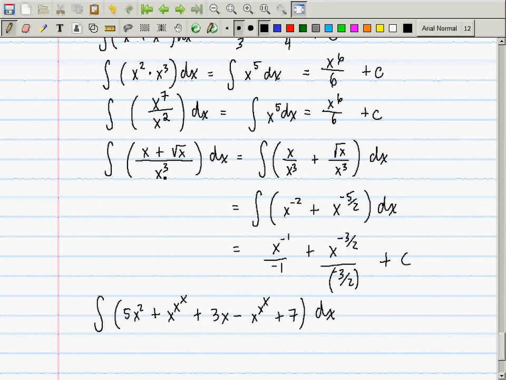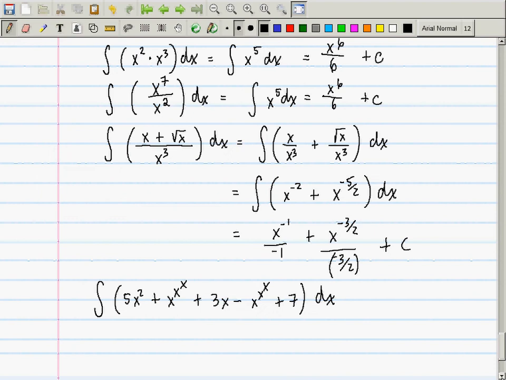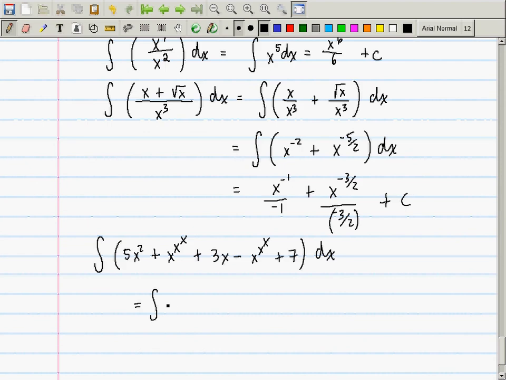But can you see that you can simplify this expression a little bit? You have x to the x to the x minus x to the x to the x. Okay, so then that's just 0, right? So then 5x squared plus 3x plus 7. Can you compute the antiderivative of this thing? Yes. Okay, so then this will be 5x to the 3 over 3 plus 3x to the 2 over 2 plus 7x plus a constant.